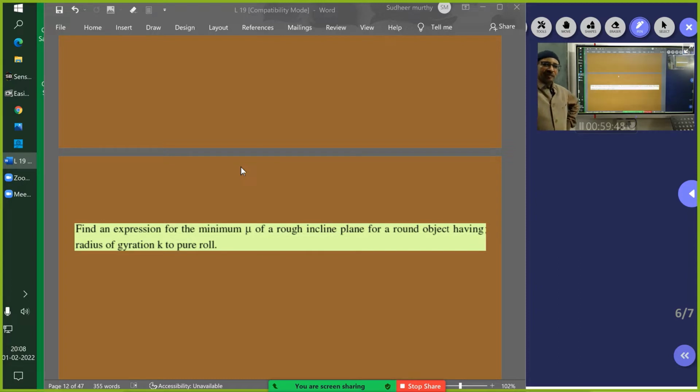Supposing it is a disk, I is equal to mr square by 2, which is equal to m k square, where k is the radius of gyration. So the entire disk is converted into a point mass placed at a distance k such that m k square is equal to mr square by 2. Like that for different objects, the moment of inertia will be equal to m into k square.